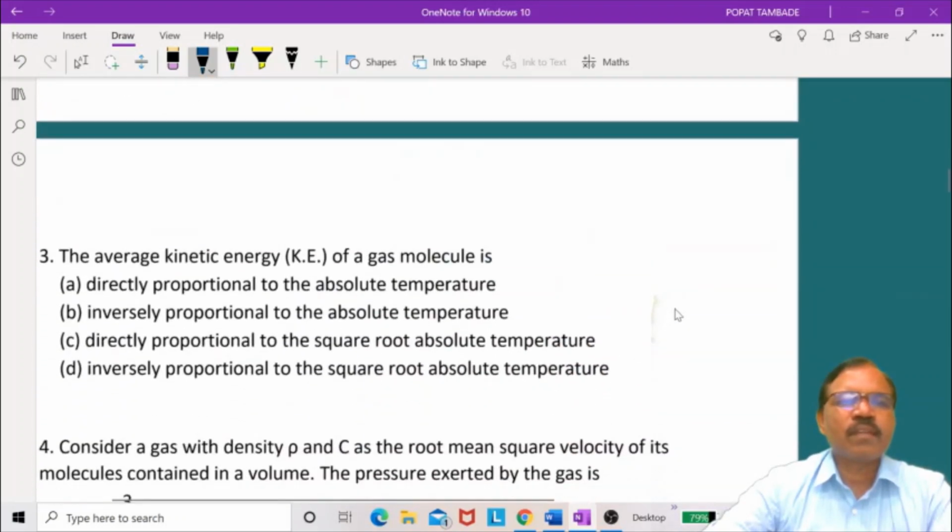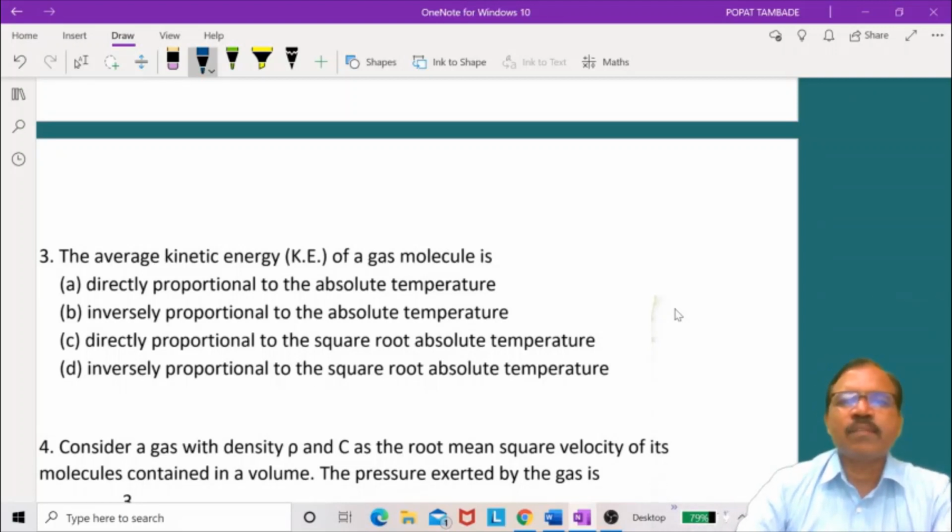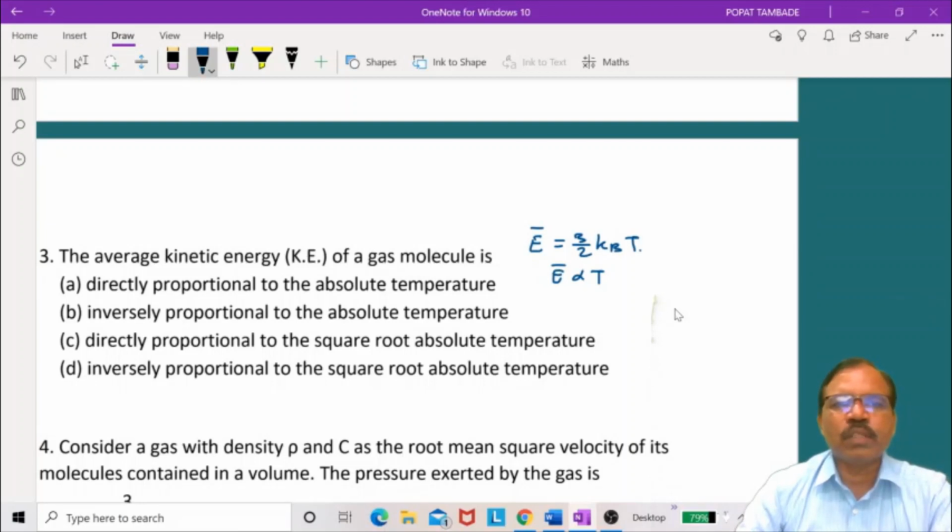Now next one, the average kinetic energy of gas molecules is... Now average kinetic energy, E bar is equal to 3 by 2 kBT. So average kinetic energy is proportional to temperature. So directly proportional to the absolute temperature, inversely proportional to the absolute temperature, directly proportional to the square root of absolute temperature, inversely proportional to the square root of absolute temperature. So this first one is correct.